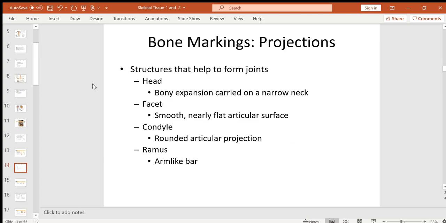The structures that form the joints. So which structures of the bone form the joints? Head, the head of the femur.